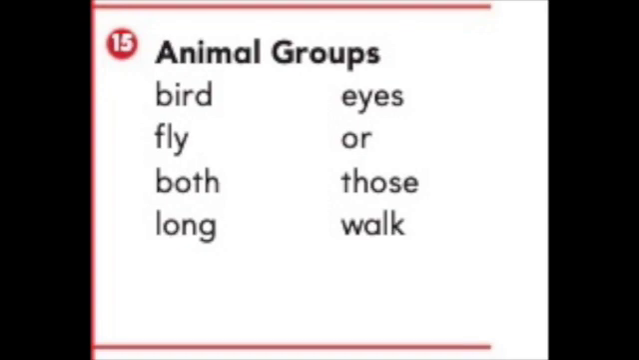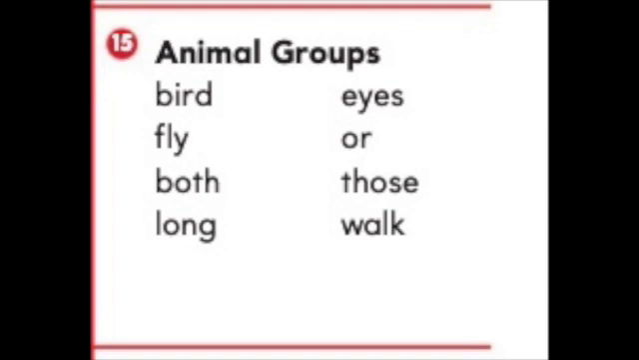The first one is bird. Probably most of us know what a bird is. This is an animal that flies, right? An animal that has wings and that has feathers, and usually they fly. The next word is both. That means two of something, and not just one of them, but both of them. So both is when we have two together and we're talking about them at the same time.